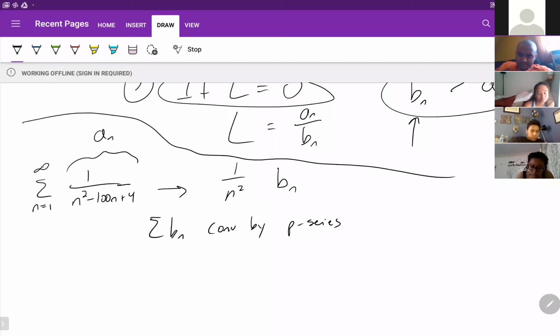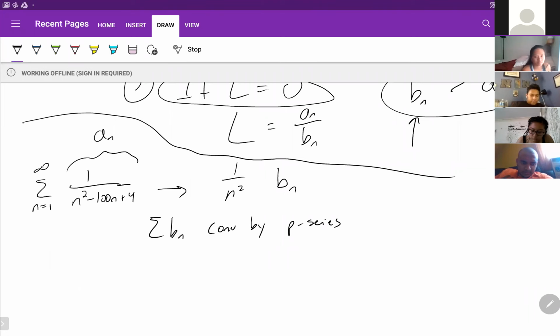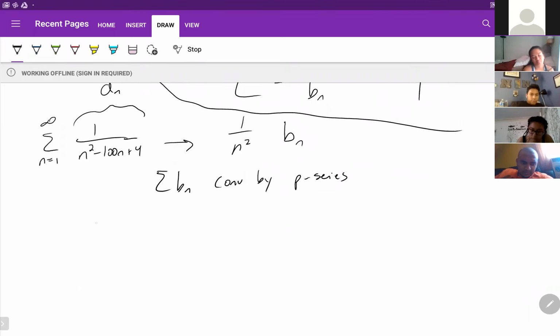Yeah. And we just said before we can't use DCT, all right? So we're going to use the LCT. We're going to use the limit comparison test. So I'm going to take the limit as n goes to infinity. Like I said, it shouldn't really matter. It should not really matter the orientation, okay? If you do a over b or b over a, all right? So I'm just going to do a over b.